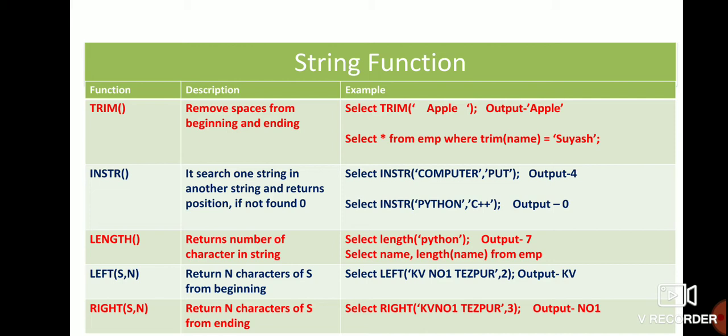Next is right s comma n. It will return n characters of s from the ending. Okay, select right KV number 1 Tejpur. So from the right it will display, like KV number 1, after that there is some space, so space it will not count. Number 1 NO1 is the three characters displayed from the right side of the word.